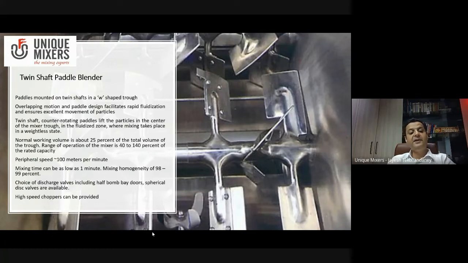The peripheral speed here is in excess of 100 meters per minute. In some cases, mixing times as low as 1 minute are possible. A mixing homogeneity of 98 to 99% is achievable. And you can have a choice of discharge walls. You can have the half Bombay door type wall, the spherical disc wall. This equipment, like the Plowshare Mixer, can also be fitted with high-speed choppers if the lumps or agglomerates are to be broken.